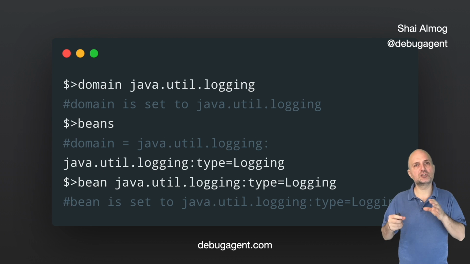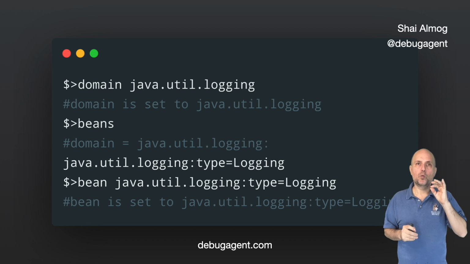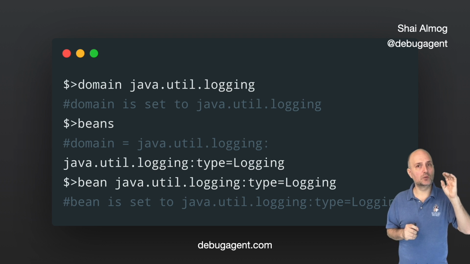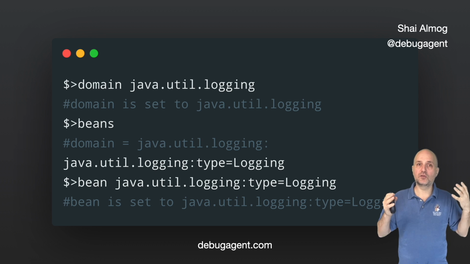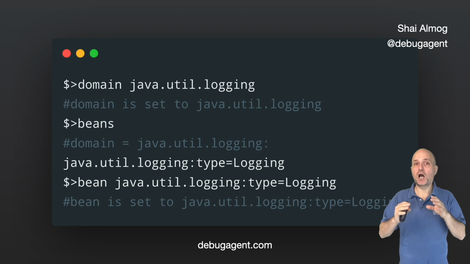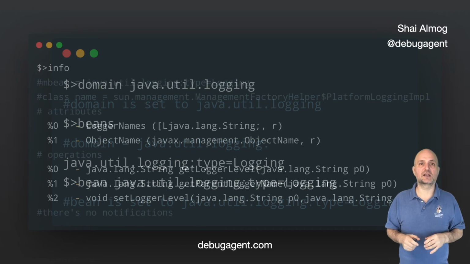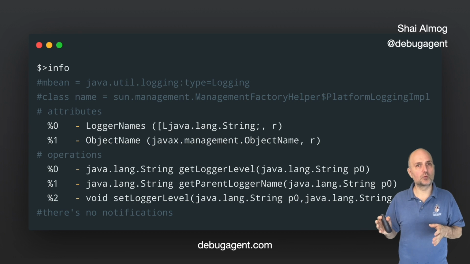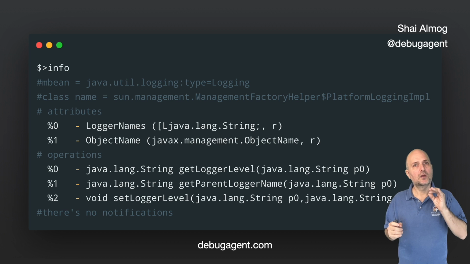In this case, I just want to set the logging levels. For that, I pick the Java util logging domain. We can follow this by listing the beans within the domain. Then pick the bean that we wish to use. Since there's only one bean in the specific domain, the choice is pretty simple. I can just copy and paste the name to make the selection. What can I do with that bean?